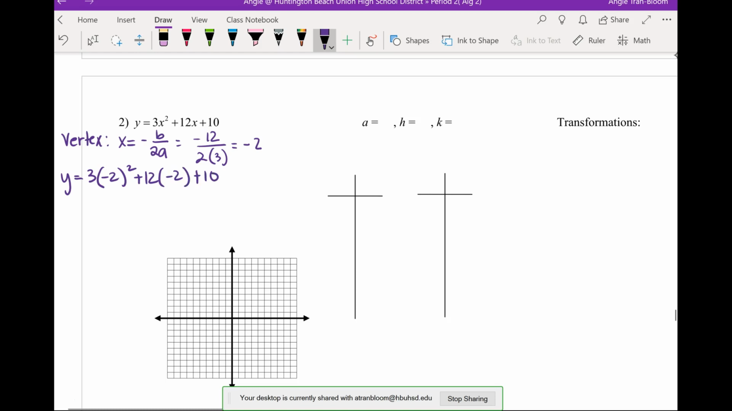Okay? Now what? Solve it. Okay. Go ahead and solve. You can give me the y coordinate. Once you have the y coordinate, can you check with your friends, please? Because if your y coordinate is wrong, then you're going to have the wrong vertex, and your graph is going to be wrong.